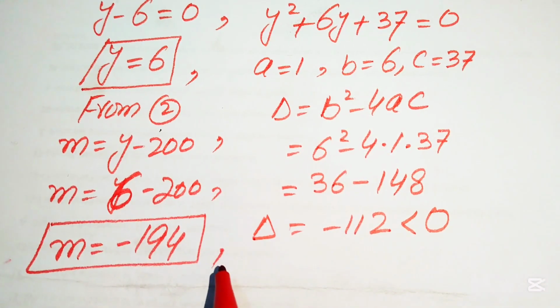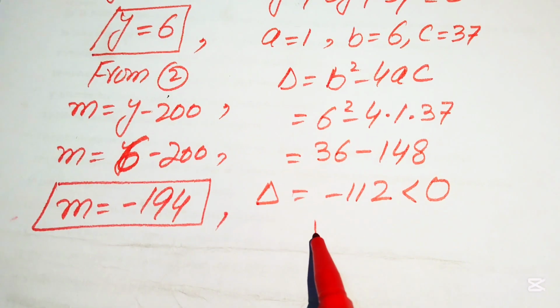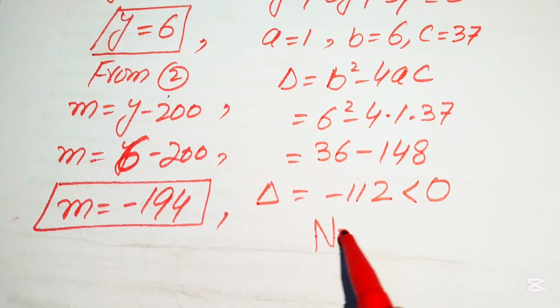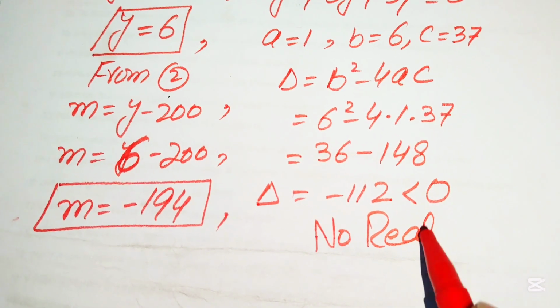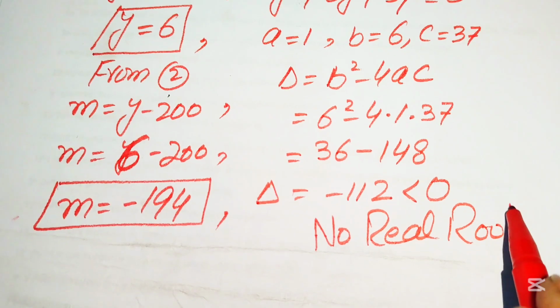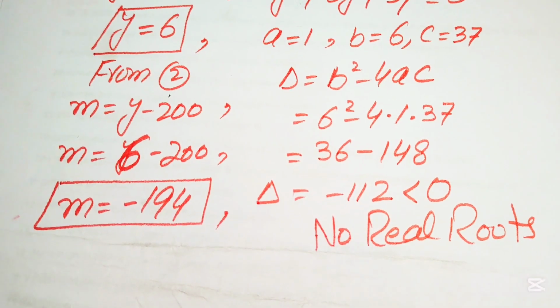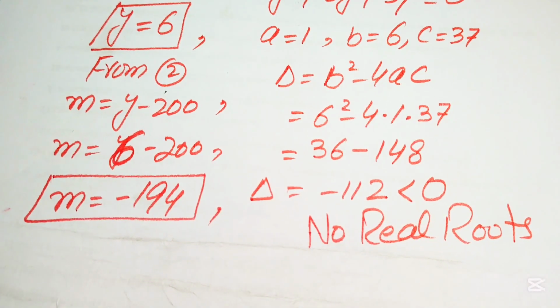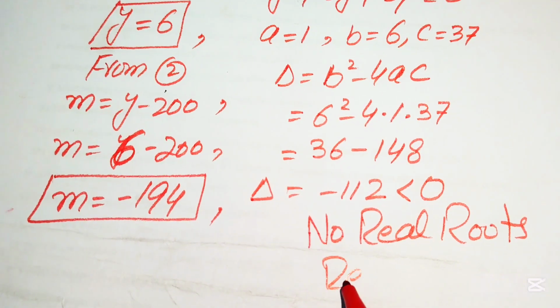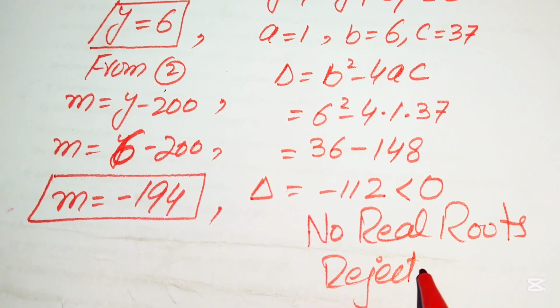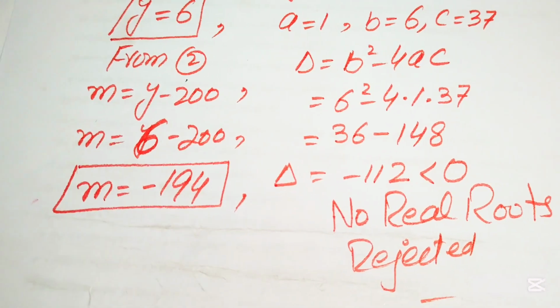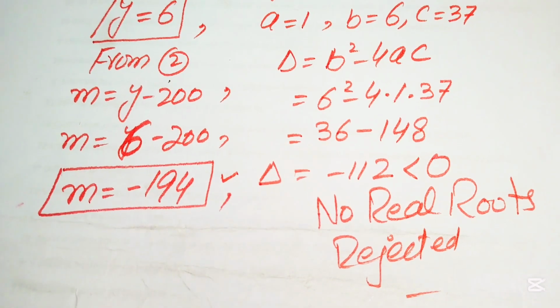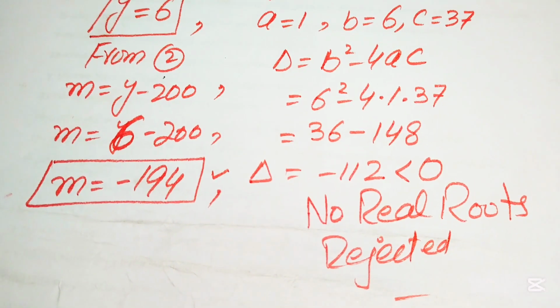So you know that if our discriminant is less than 0, then this equation has no real root, which means that this equation has complex roots. But we solve this problem for the real roots only, so we reject this case and we have only one root of the given equation, and that is m equals minus 194.